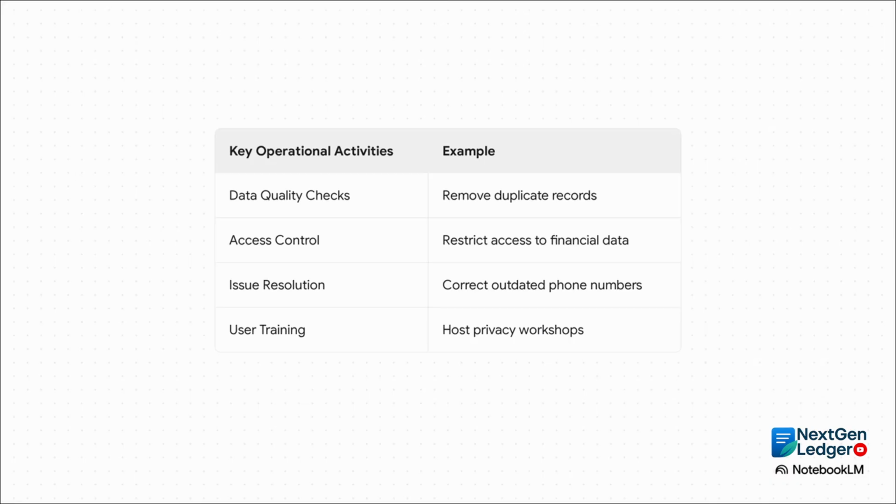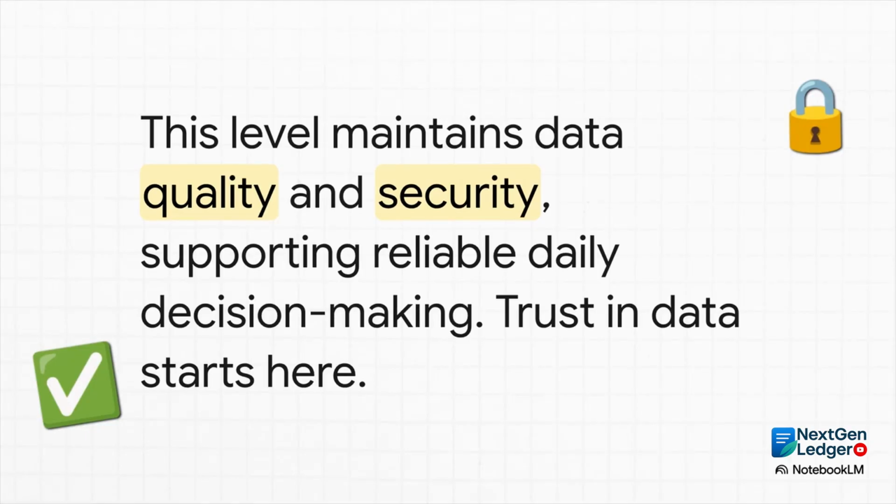Look at these activities. This is the real hands-on work. We're talking about someone literally finding and deleting duplicate customer records, an IT person setting up access controls for sensitive financial data, or a team member fixing an outdated phone number. This is where the quality is truly built and maintained. And that is so important, because it's here, at the operational level, where data quality and security really live. It's what ensures that when somebody pulls a report or makes a call, they can actually trust the data they're looking at. Trust starts right here.